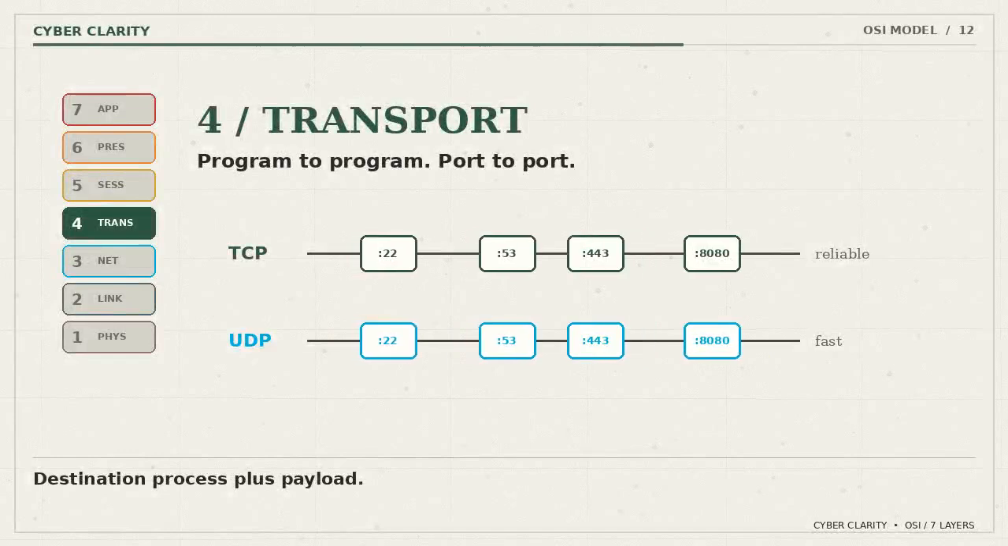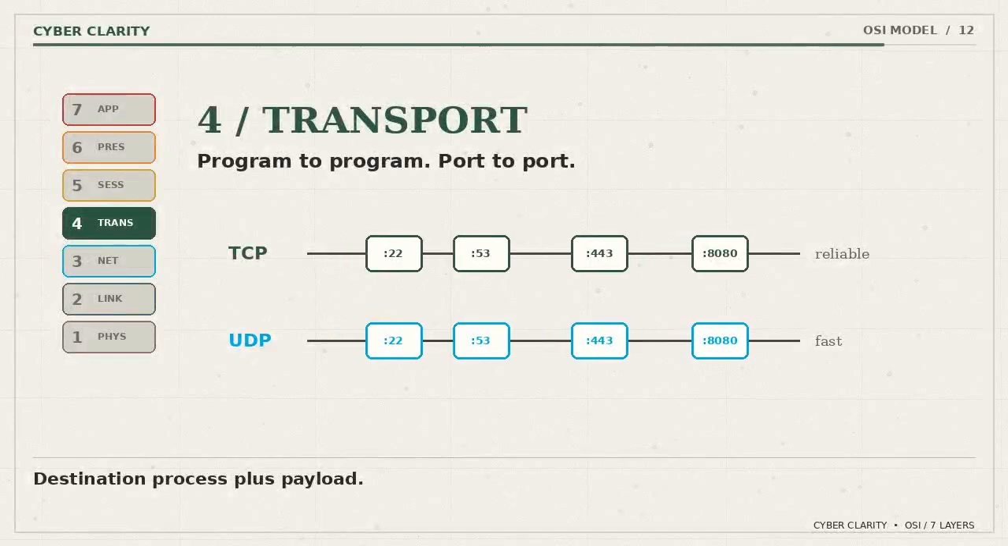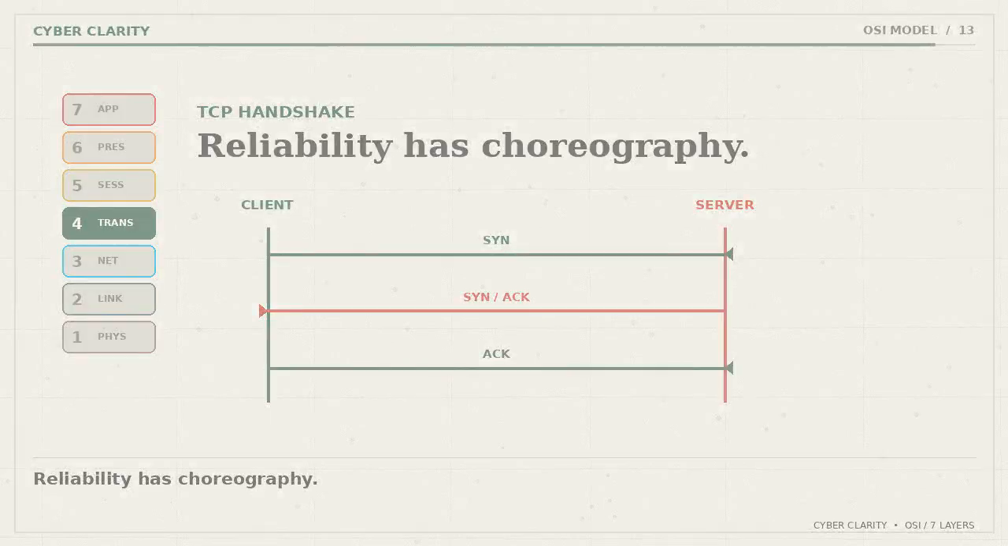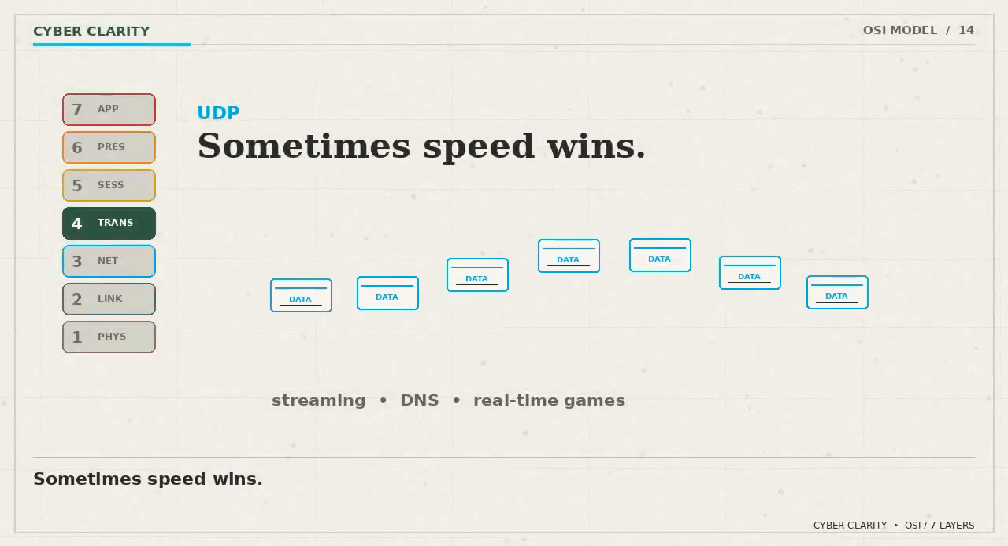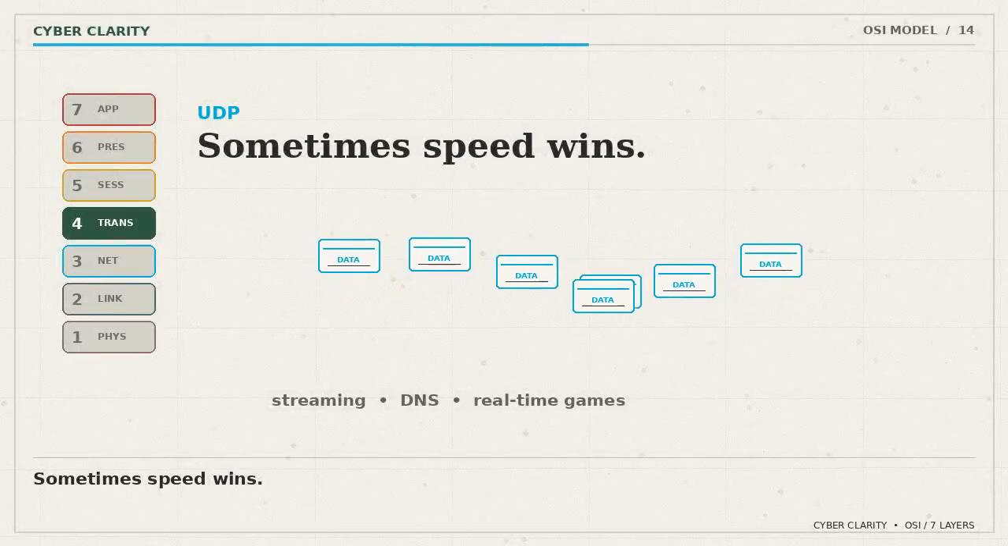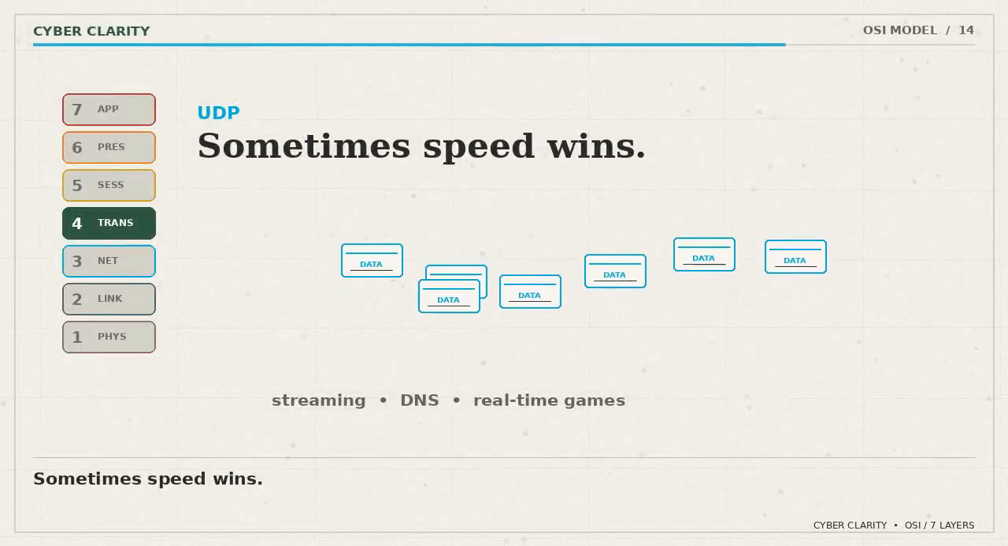Put the stack together, and one message becomes a set of nested envelopes. The application creates data. Transport adds ports. Network adds IP. Data link adds local delivery. At the receiver, each layer removes its envelope until the application sees the message. For a hacker, this stack turns vague symptoms into testable hypotheses.